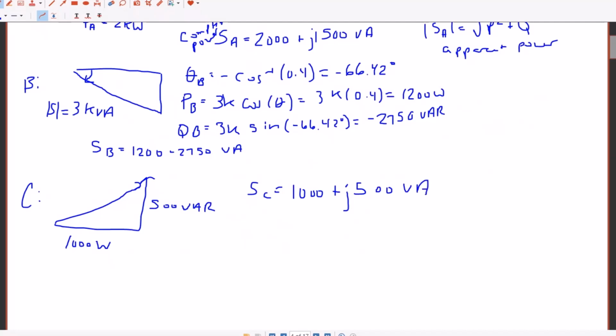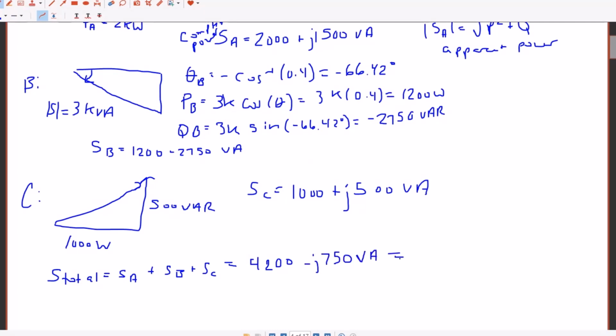So this is what I want you all to do. Take out your calculators and tell me what the total complex power delivered to the load is. That would be SA plus SB plus SC. You can type your answers in the chat. 4,200 minus j750 volt amperes. Very good. All right, 4,200 minus j750 volt amperes.